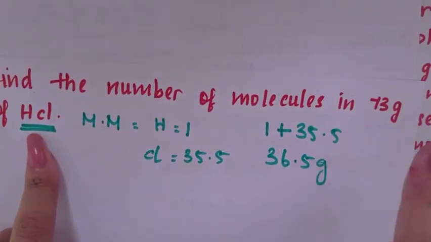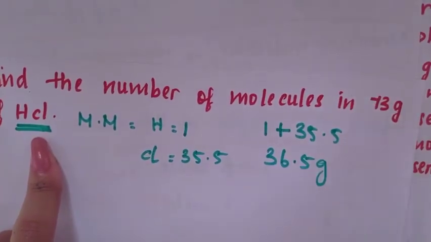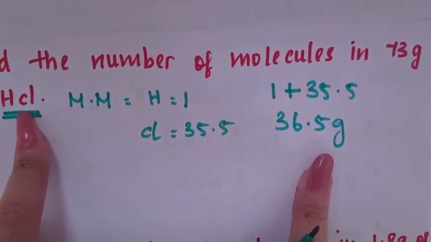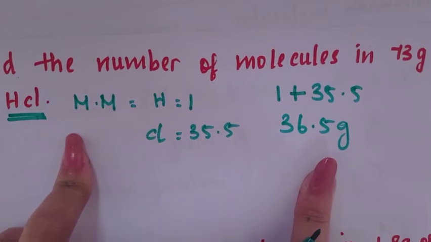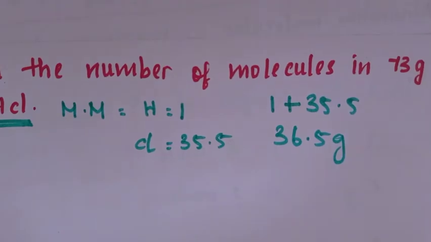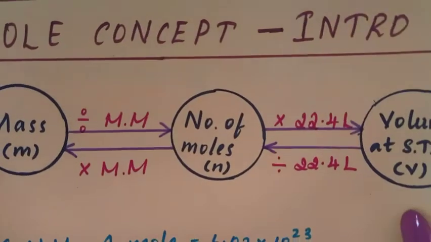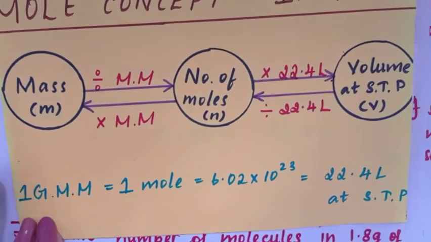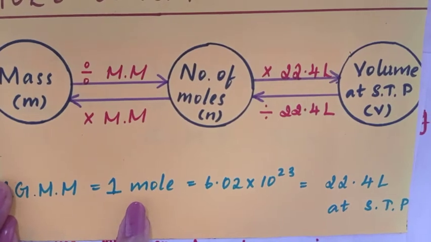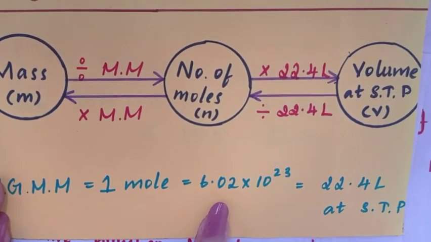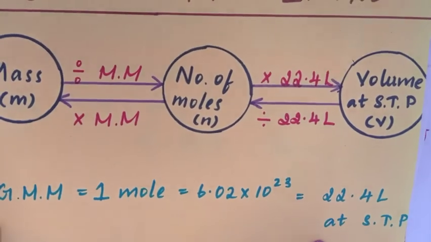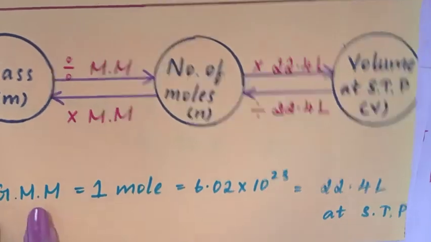They have given 73 gram of HCl. In that, how many molecules will be there? So we already know in 36.5 gram of HCl, there will be 6.02 into 10 power 23 molecules. This is Avogadro's number. Okay, if you haven't learned this, in my previous video I showed you this. 1 gram molecular mass, that is 1 molecular mass, is equal to 1 mole, and in that 1 mole you will be having 6.02 into 10 power 23 particles, and that will be equal to 22.4 liter at STP condition. This is a table. They are equal with each other.